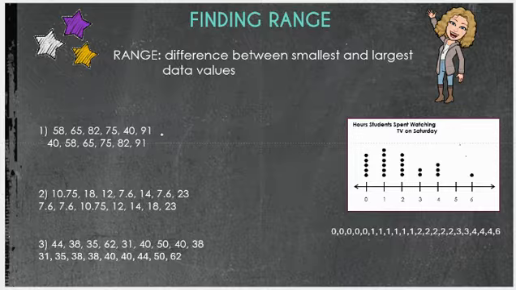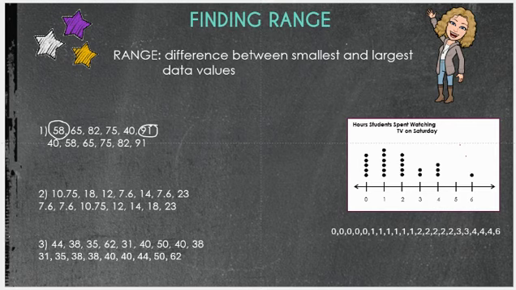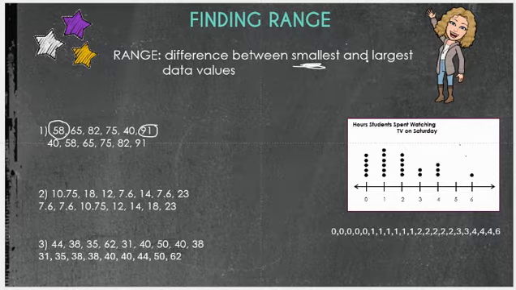So the only thing you need to watch out for with students is some students will look at the first one in the list and the last one in the list, and they'll subtract those. So they'll subtract 91 minus 58 and get 33 as the range. So there's sometimes a little misunderstanding between the idea of smallest and largest versus first and last.